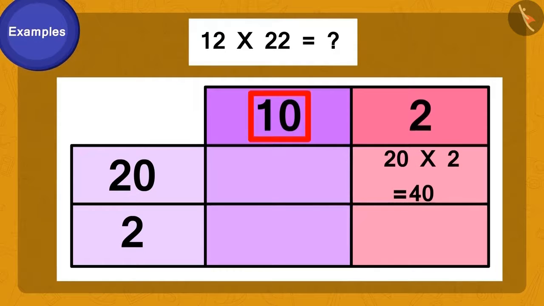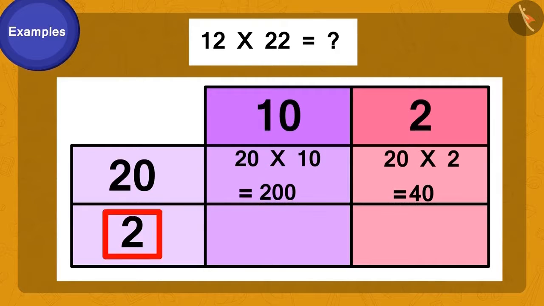Now we multiply 10 by 20. 20 times 10 is 200. We will write this answer here. Now we multiply 2 of 22 by 2 of 12.